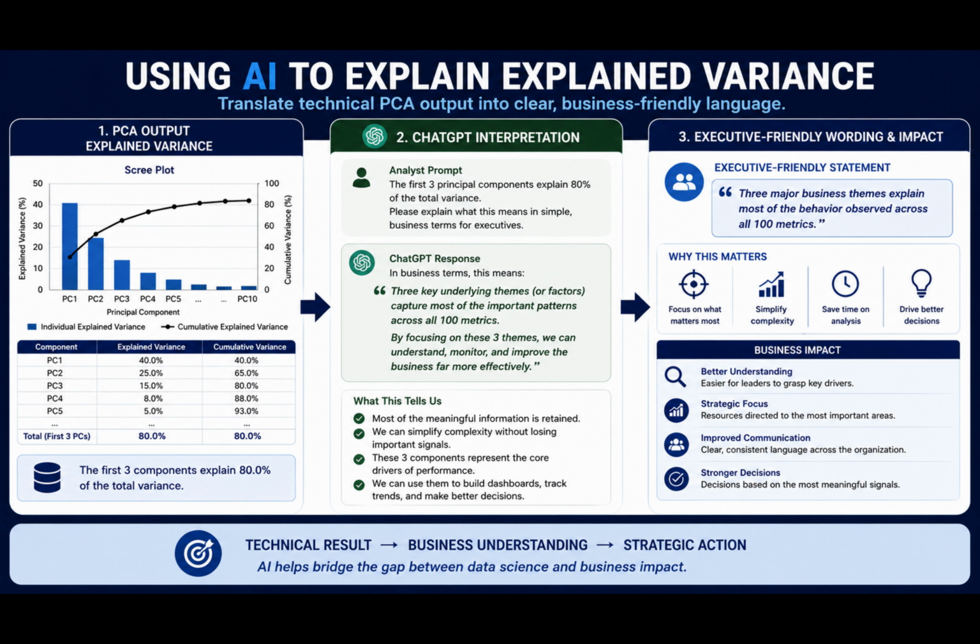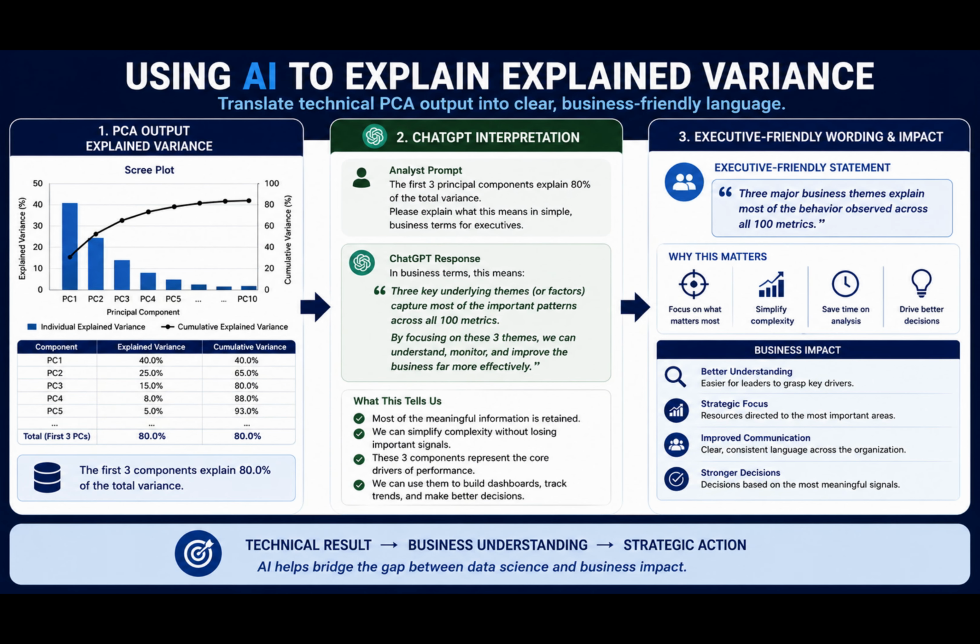Using AI to explain explained variance. One of the most challenging concepts in PCA is explained variance. Statisticians understand it immediately. Executives often do not. In this example, the first three components explain 80% of the total variance. AI can help translate that into business language.